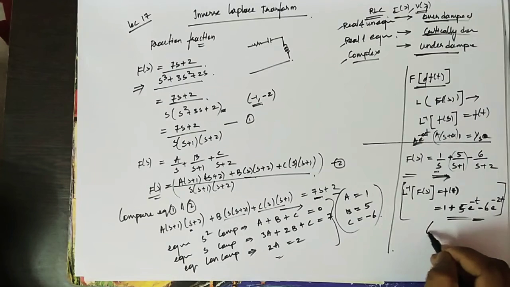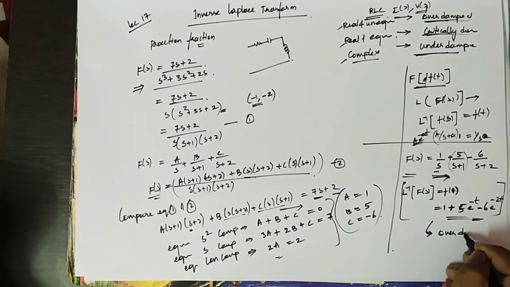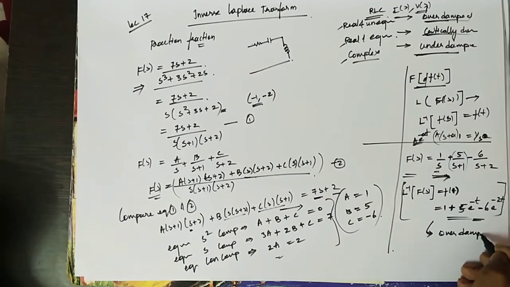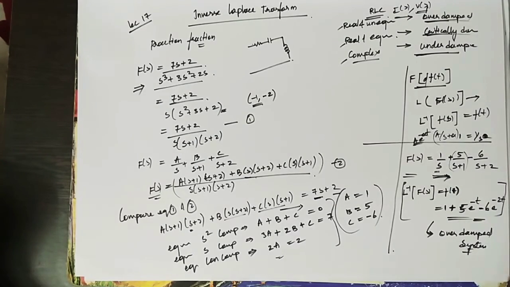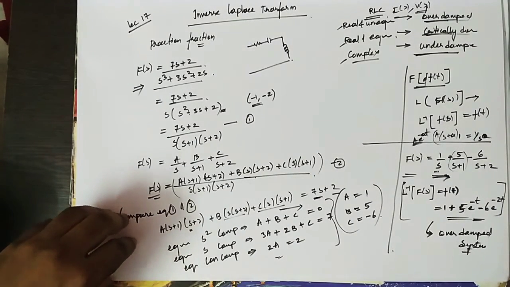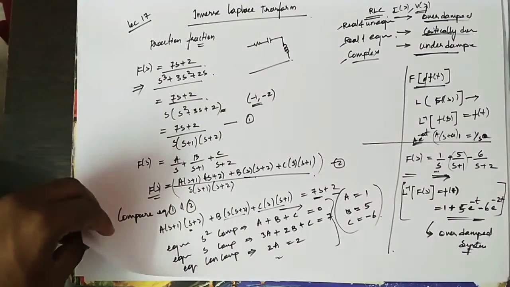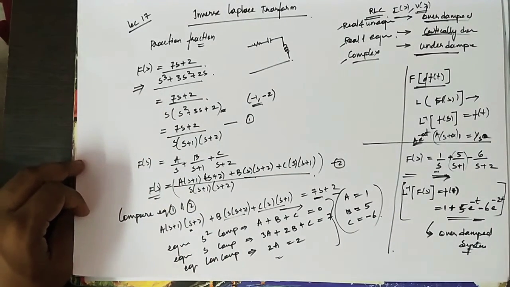So this is called the overdamped system response. Okay. Now we'll solve for the critically damped function, that is, if the roots are real and equal.